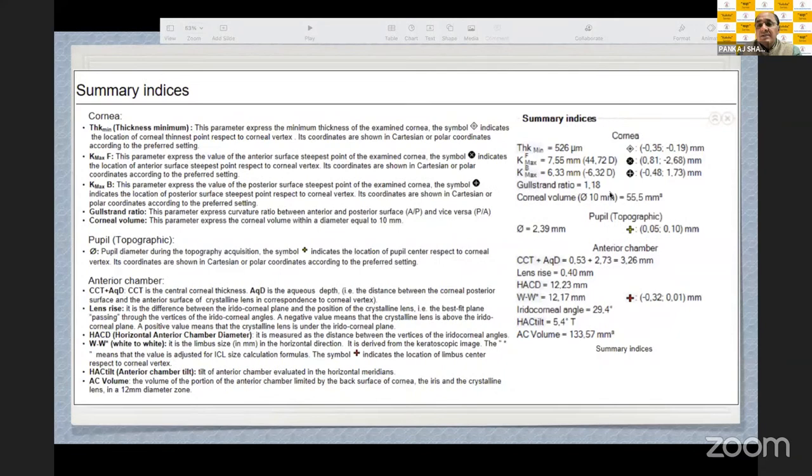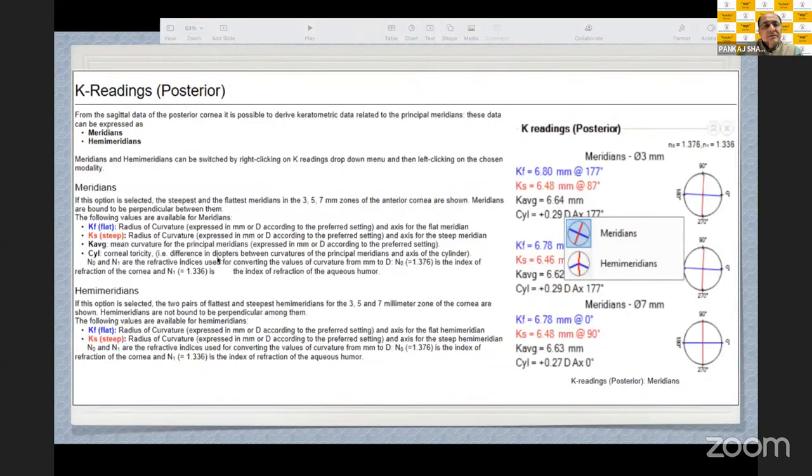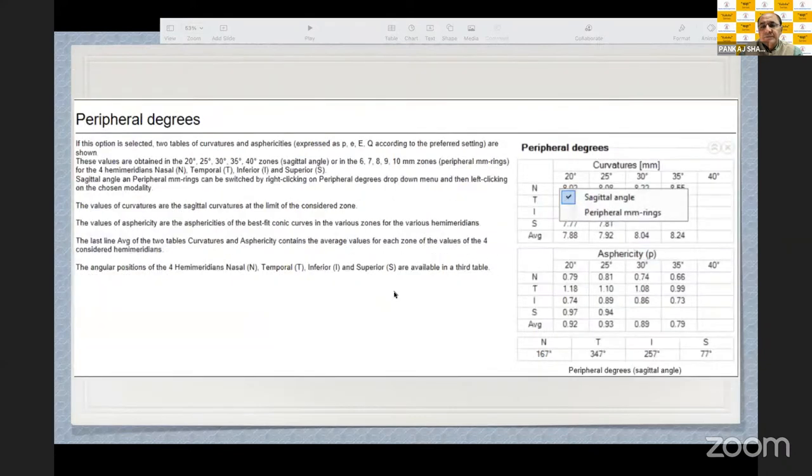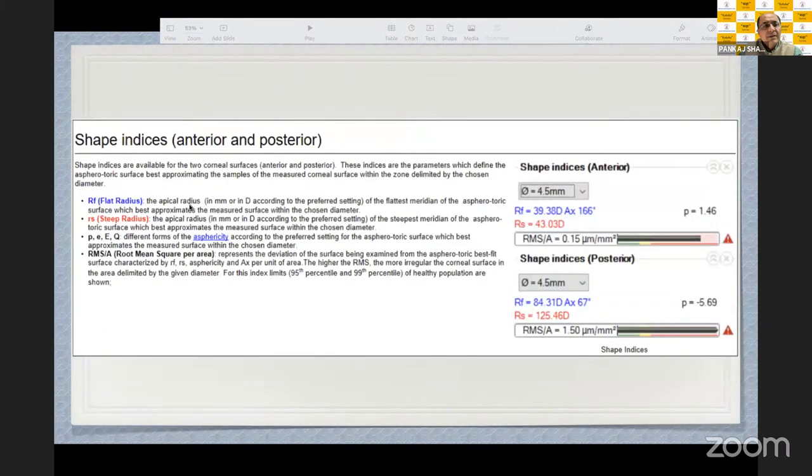Goldstrand ratio here is 1.18. Normal Goldstrand ratio is this. And then everything is explained here. If you are stuck anywhere, you can just read these help files in the machine itself. Similarly, flat, steep, everything is mentioned here. Shape indices. Now, this is RMS per area. And see, this has gone in the red.